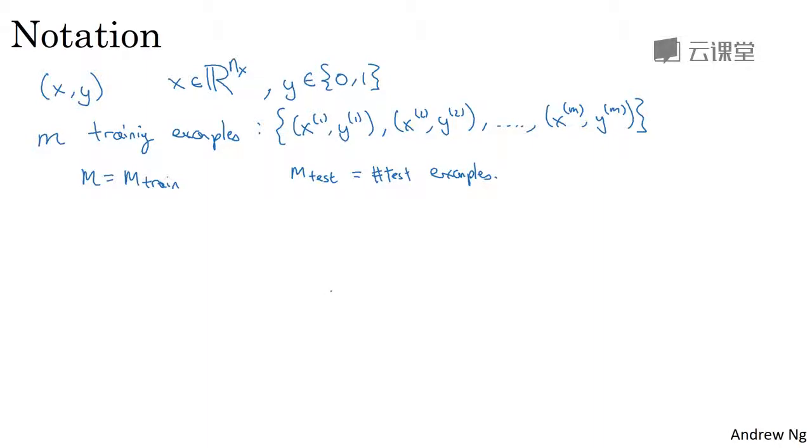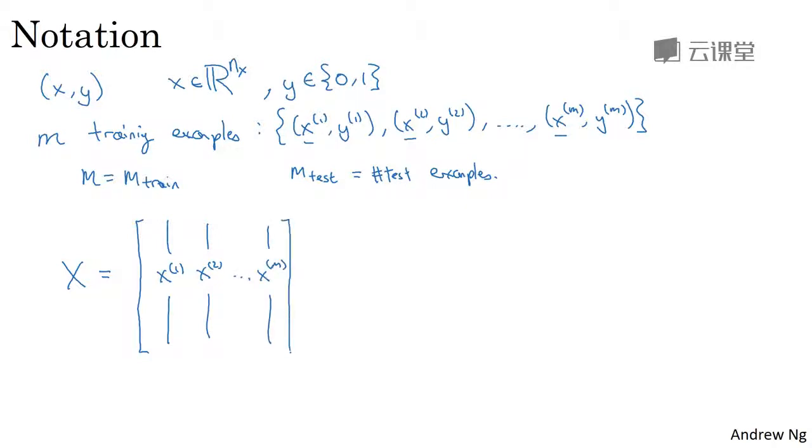Finally, to put all of the training examples into a more compact notation, we're going to define a matrix capital X by taking your training set inputs, x1, x2, and so on, and stacking them in columns. So if you take x1 and put that as the first column of this matrix, and x2 as the second column, and so on, down to xm, then this is the matrix capital X. So this matrix X will have m columns, where m is the number of training examples, and the number of rows, or the height of this matrix, is nx.